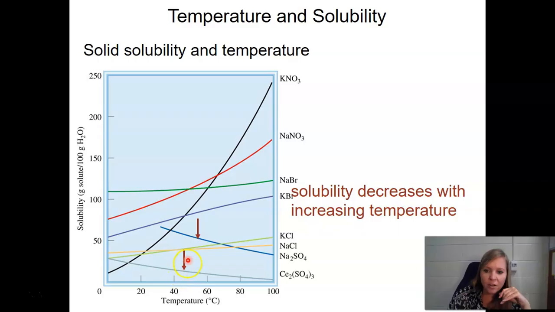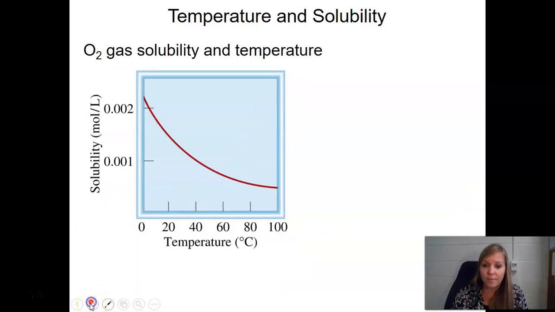But if you look here, these bottom two arrows are showing you two substances whose solubility actually decreases as we increase temperature. And that's totally something you're going to see. You're not reading it wrong. It's just one of the characteristics of these substances. As the temperature increases, less and less will actually dissolve.